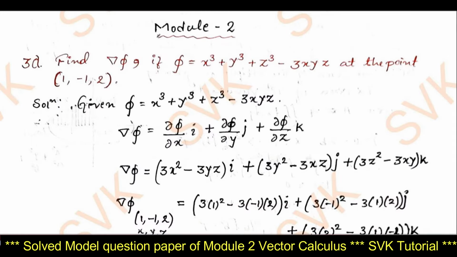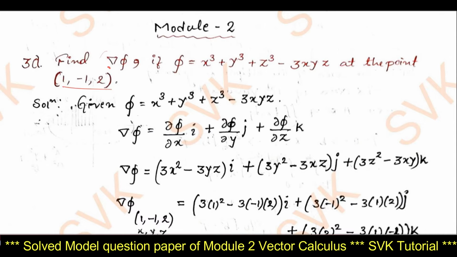Now coming to the solution part, question number 3a: find del phi, if phi is equal to x cube plus y cube plus z cube minus 3xyz, at the given point 1, minus 1, 2. What we need to find here is grad phi. Instead of saying gradient, they have asked del phi. You need to find grad phi.